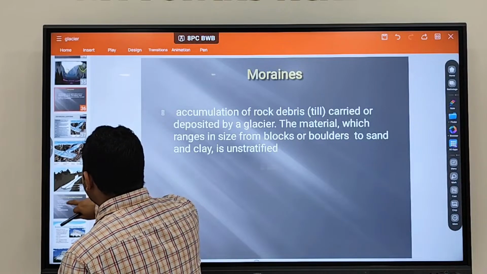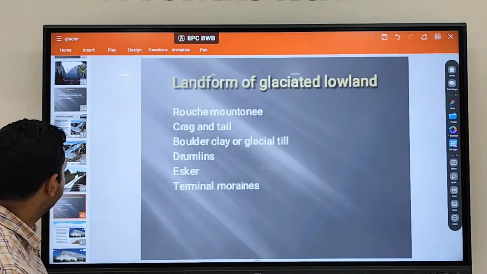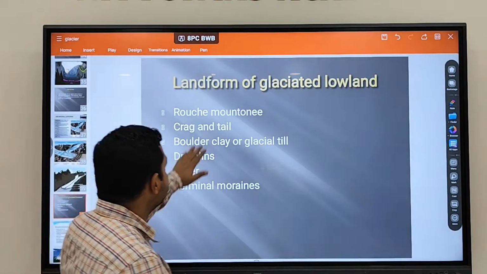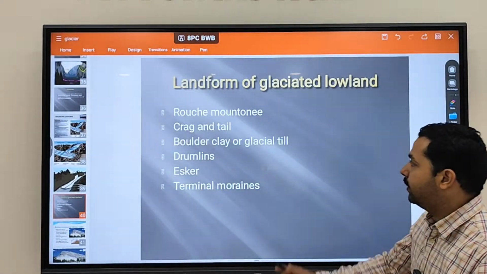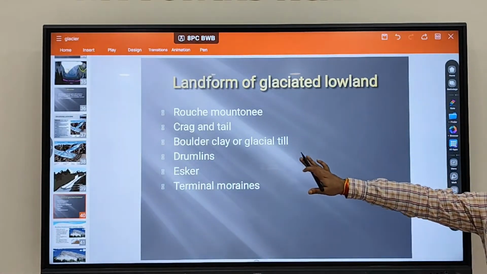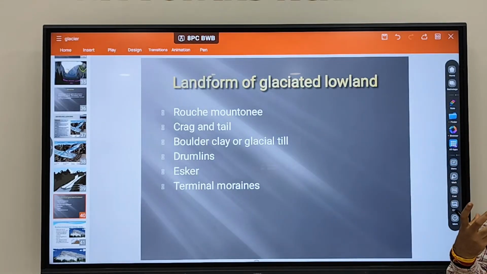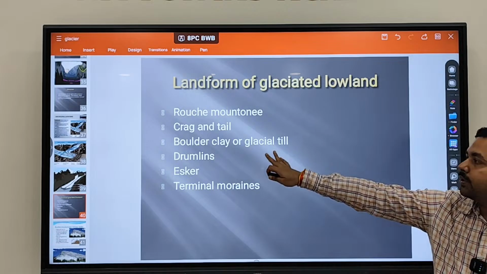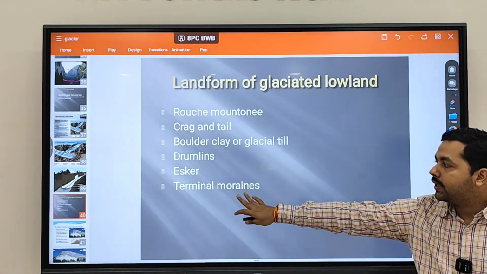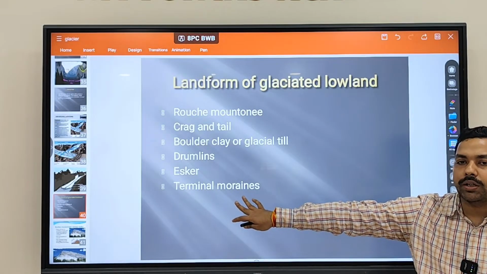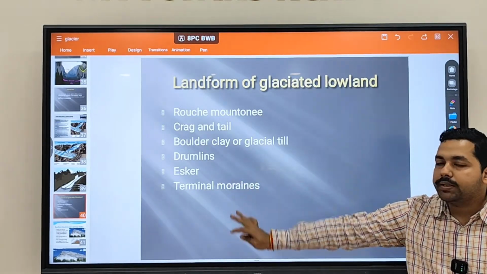Now we are coming to the lowland features. So what are the lowland features that you're going to find? Lowland features are Roche Moutonnee, Crag and Tail, Boulder Clay or Glacial Till. Just now we discussed Glacial Till, that when ice melts, only the boulders will be visible. That is called Glacial Till. As we discussed, moraines are also a lowland feature. End moraines or terminal moraines. Then you have drumlins and eskers.